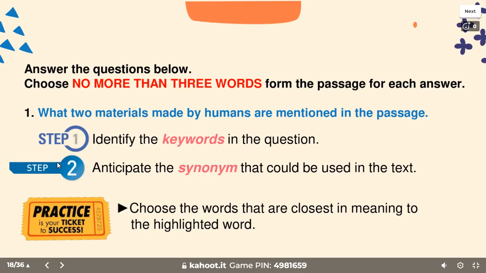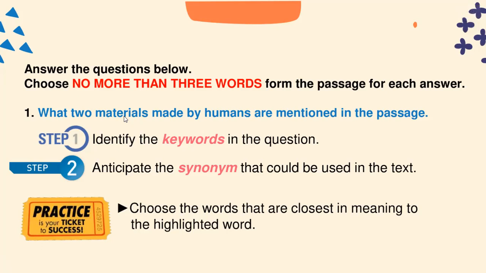Okay. Now, step number 2, you should not stop here. What should you do? You should anticipate or guess the synonym that could be used in the text before reading. So we will do this. This is very important, guys, because there are many students who will simply underline the words and then go straight to the passage. This is a very bad strategy. Don't do it. Before you visit the text, you should try to figure out how these keywords could be found in the text. It's very important that you do this. This is what you call active reading.